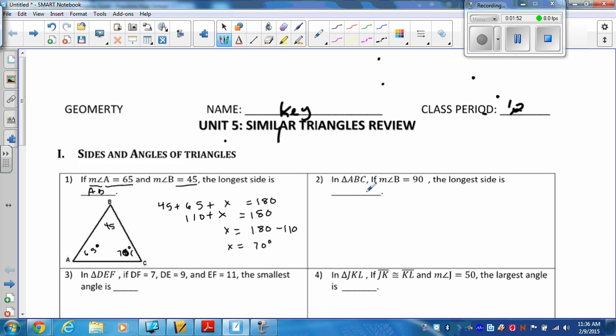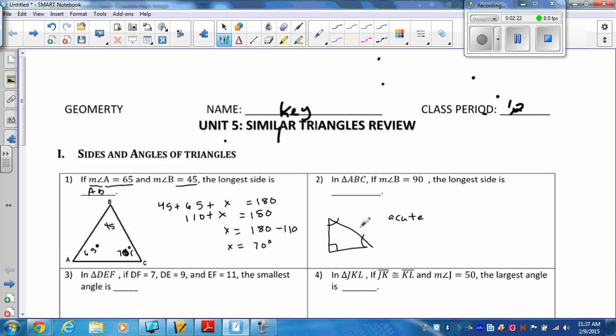Okay, in number 2, it says that the measure of angle B is a 90-degree angle. So we're going to draw a triangle here, and we're going to make this 90 degrees. Now, the thing to remember is that this angle and this angle, if this is a 90-degree angle, both have to be acute. That means smaller. Otherwise, the triangle wouldn't meet and it wouldn't form a triangle. So these two angles have to be smaller than 90.